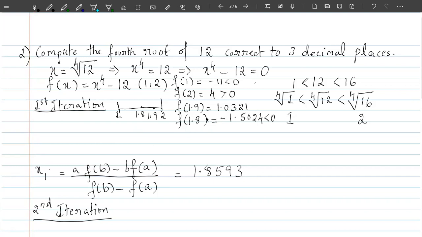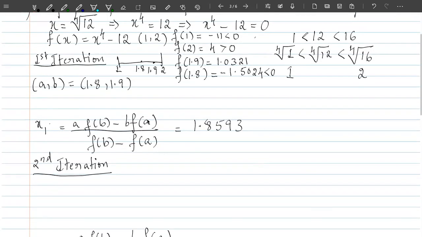So you can see that if I take my next interval a comma b as 1.8 comma 1.9, the difference between 1.8 and 1.9 is small enough, and they do have opposite signs. F of 1.8 is a negative value and f of 1.9 is a positive value. So the interval for the first iteration will be nothing but 1.8 comma 1.9.